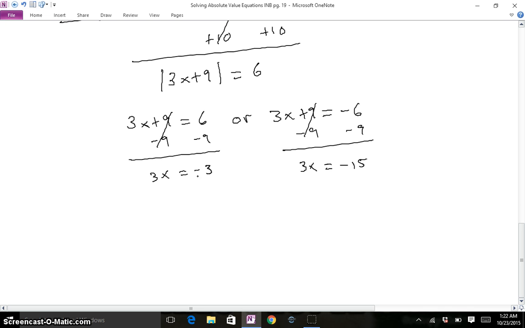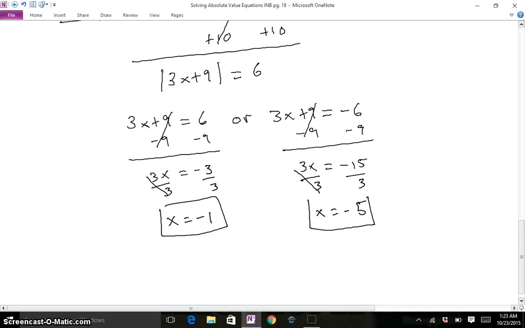Now I'm going to divide both sides by 3. And x is going to equal negative 1. Divide this side by 3. X here is going to equal negative 5. So that concludes the lesson. From here, go ahead and give this some practice.